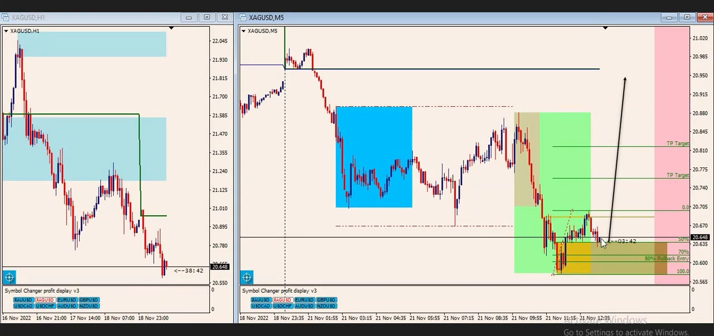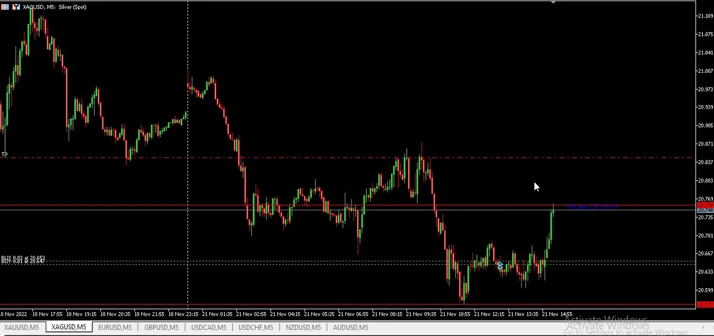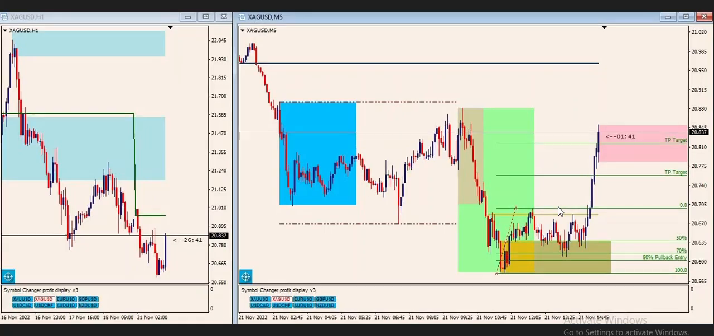Price moved into the zone, and this was when I took my entry here, and price started moving well. I took 2 entries on silver. This was when I hit 1 to 2. At this point was my 1 to 2. Then finally it was cleared up. So I didn't wait for here. After 1 to 2, around 1 to 3, above 1 to 3, I closed the final entry.